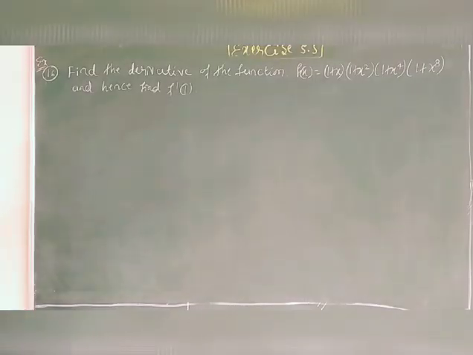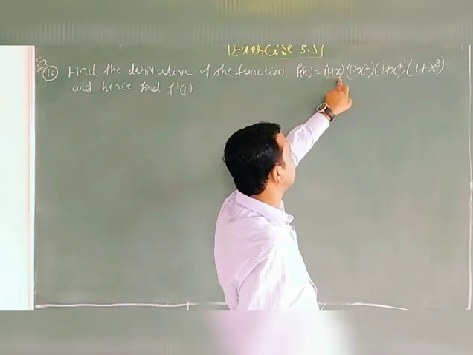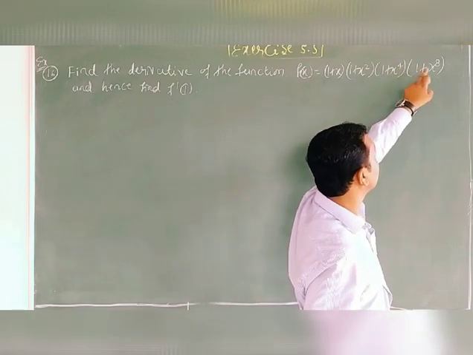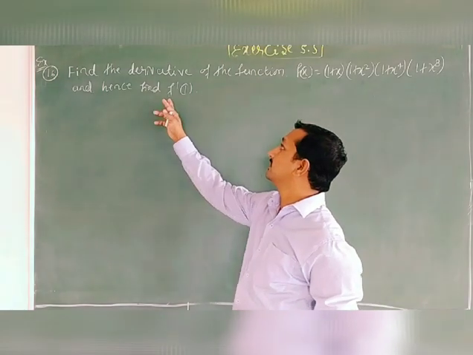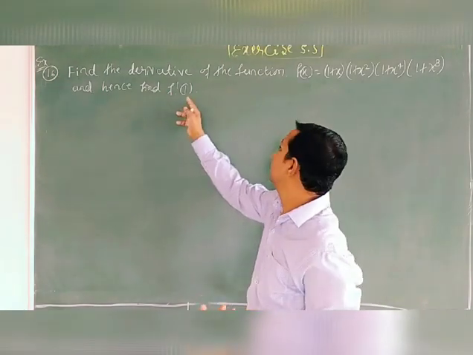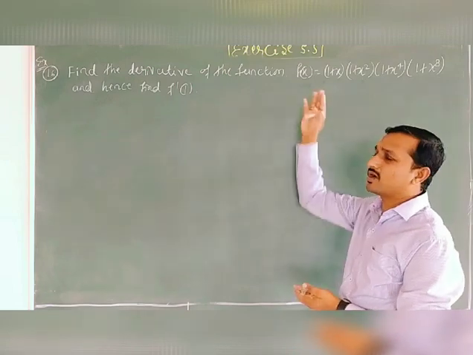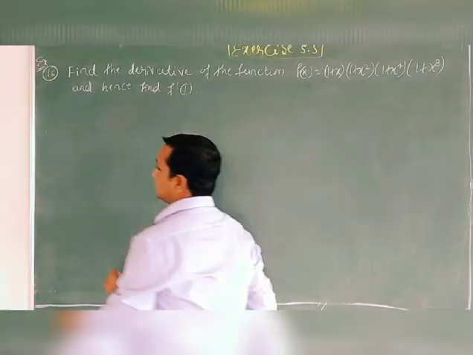Students, in this example, find the derivative of the function f of x equal to (1 plus x) into (1 plus x square) into (1 plus x to the power 4) into (1 plus x to the power 8). Find the derivative of this and hence find f dash of 1. First we find f dash of x. Let y be this complex function, then we will find dy by dx. Okay? This is a very easy example, friends.